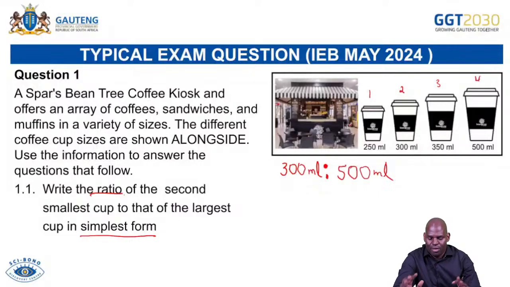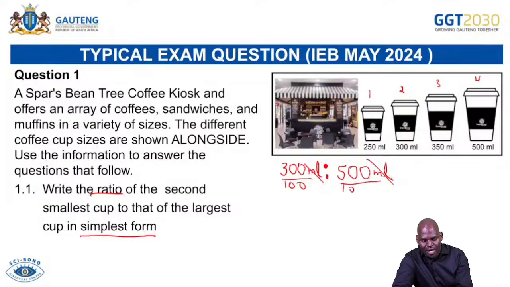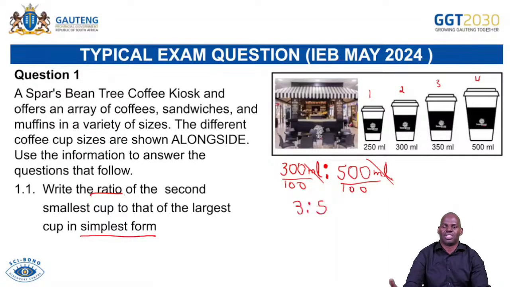How do we simplify? Okay, so if I look at this one, the units are the same, so I don't have to worry. I don't have to make the units the same. So the units will cancel out, the milliliter and the milliliter. Remember, the simplest answer cannot have the unit. So if I divide this by 100, and this by 100, this will be 3:5. This is the simplest form. So it simply means I can't simplify it further.